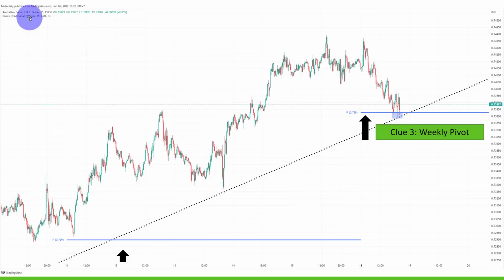Another clue, we activate the weekly pivot point in this case, and you can see we're trading above the weekly pivot point. As long as this is the case, and you can see how often you get those perfect confluence levels, where the pivot meets the support and resistance level and the trend line. Those are levels that you really have to pay attention to because they can offer great trading opportunities.